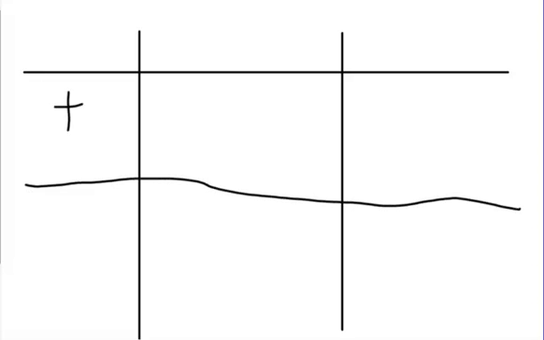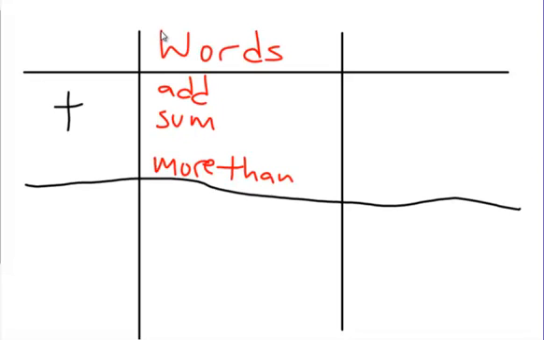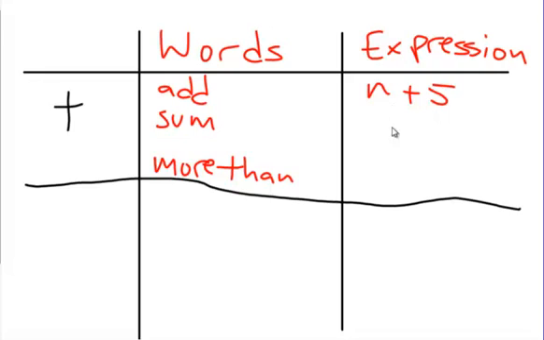Well, what are all the different ways we could say addition? The first one, I would say, is add, right? Add's easy. Then we can say sum. And the sum is the answer to an addition problem. And then we can say more than. And over here, so these will be the words. Over here, we'll put the expression. Like, what would this look like? This is n add 5. Okay, it could be the sum of n and 5, add n and 5, n plus 5, 5 more than n, and so on.